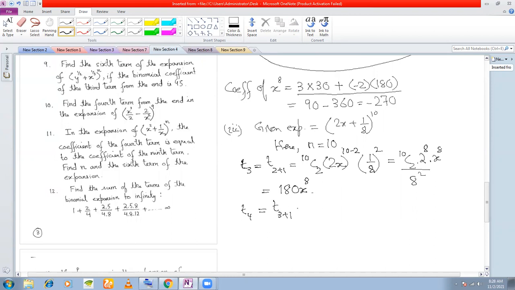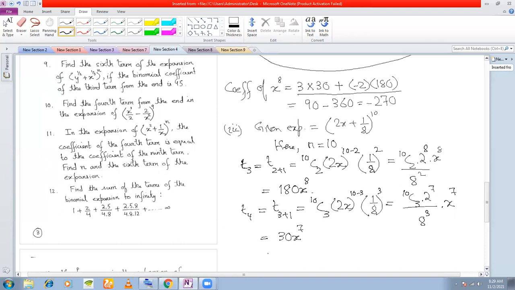T4 is also given to you. T3 plus 1 is equal to 10C3 (2x)^(10-3) (1/8)^3. So you get 10C3 into 2 to the power of 7 divided by 8 cube into x to the power of 7. So you can find this value to be 30x to the power of 7.